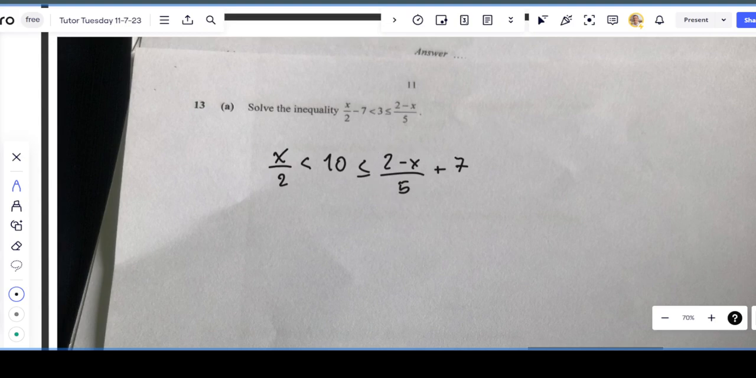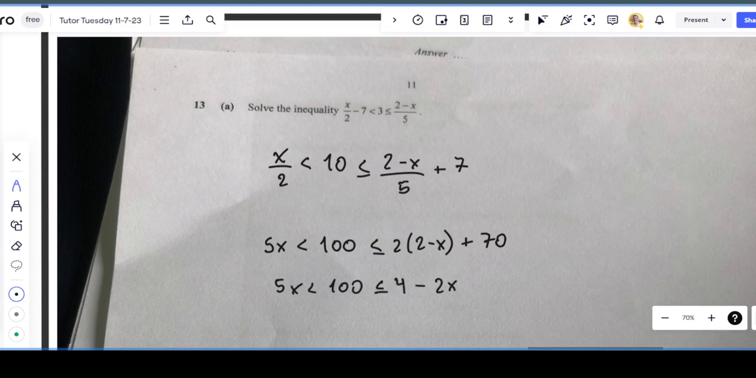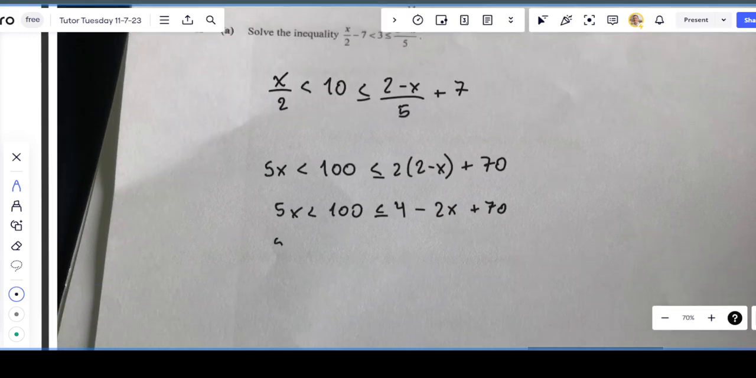So I want to multiply everything by a common denominator of 10. That would give me here 5x is less than 100 is less than or equal to 2 times 2 minus x plus 70. Well, let me just rewrite that really quick to get 4 minus 2x plus 70. Simplify that even more to get 5x less than 100 less than or equal to 74 minus 2x. So where do we go from here?